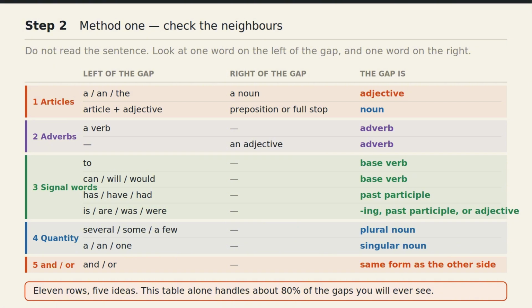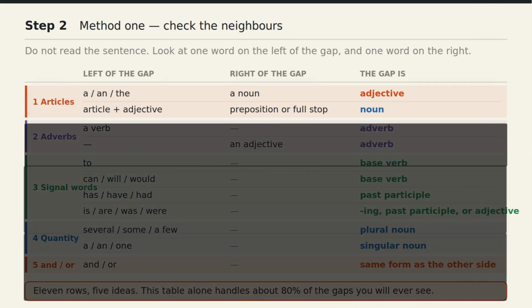And once you understand these 5, you will stop trying to read every sentence from beginning to end. Instead, you will look at the words right next to the gap, the neighbor. And that's why I call it check the neighbor. One word on the left and one word on the right, that's usually enough.